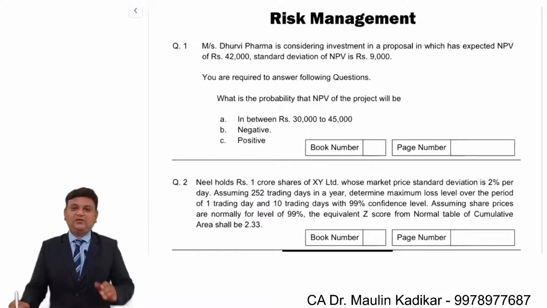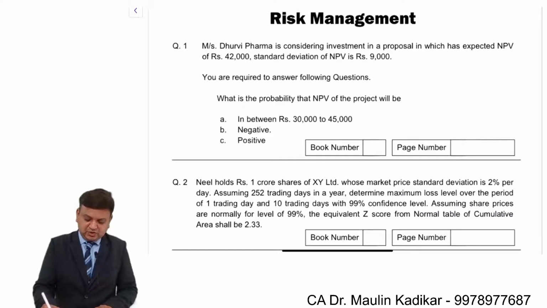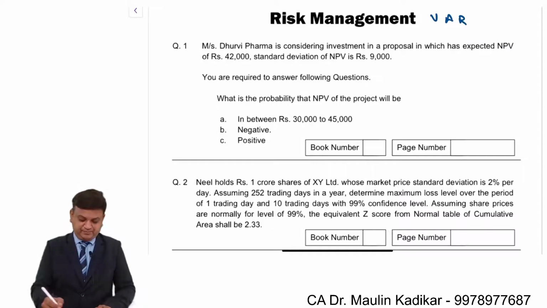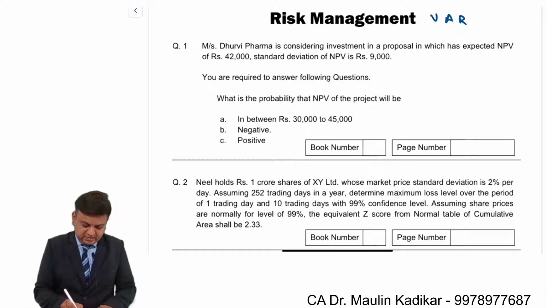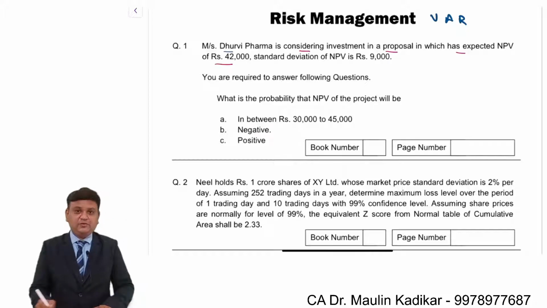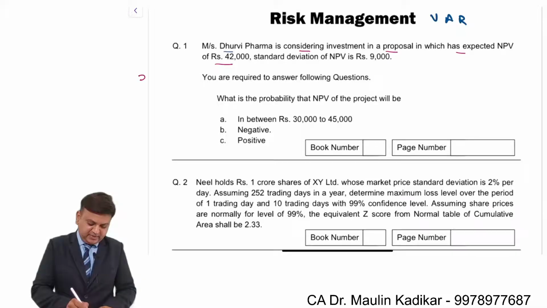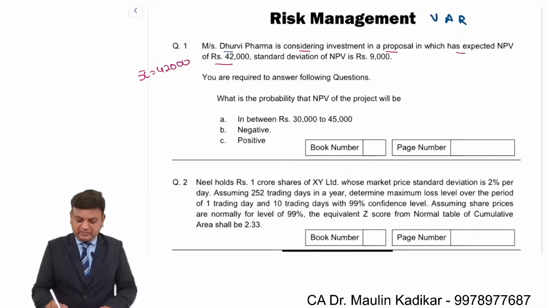Let us see a few numericals for the risk management. We are focusing on the concept of the VAR, value at risk. Mrs. Dhruvi Pharma is considering investment in a proposal in which it has expected NPV of rupees 42,000. So the expected NPV, mean NPV, is given as 42,000. Standard deviation of the NPV is 9,000.